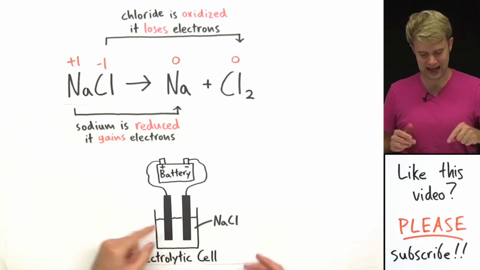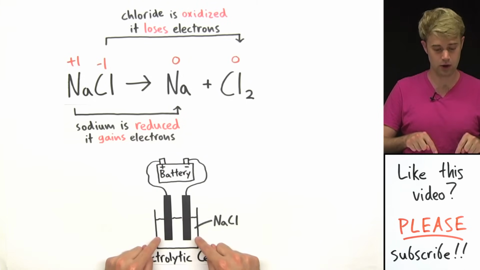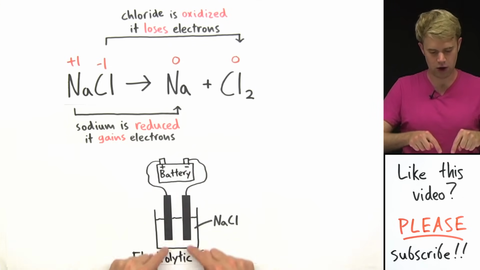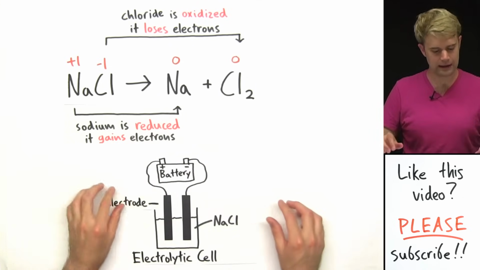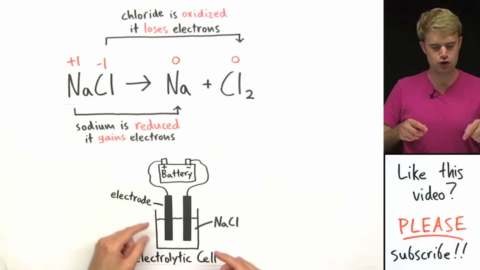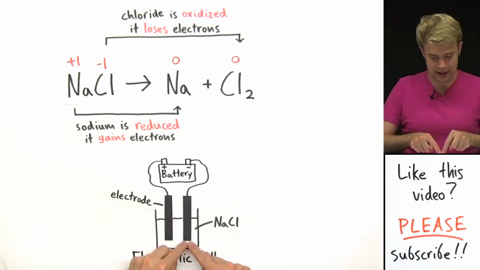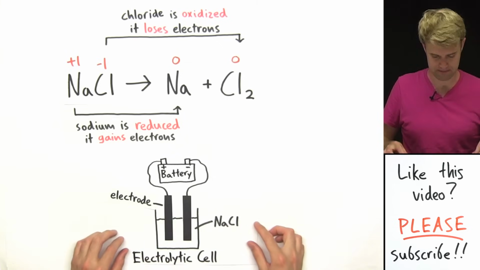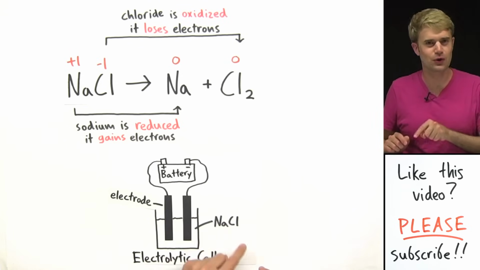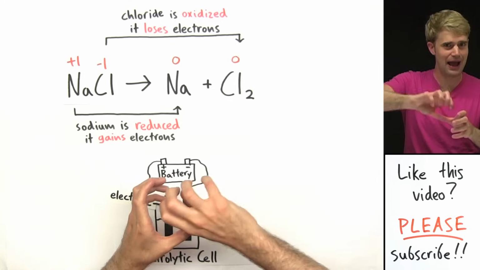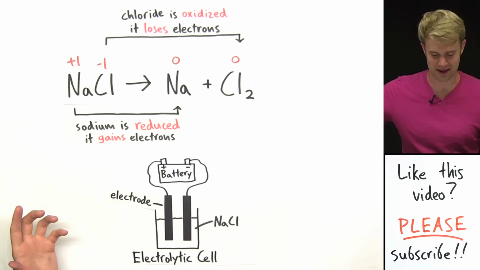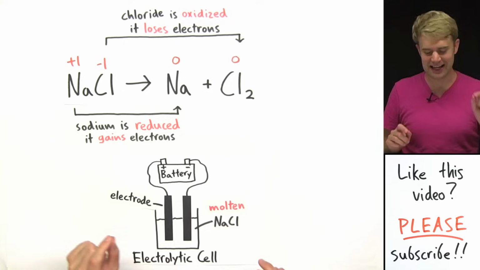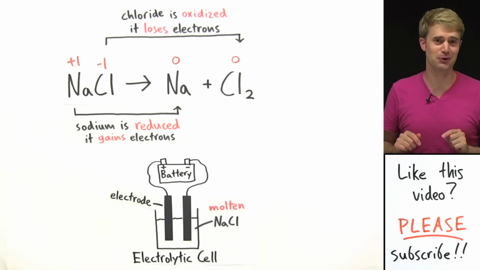First, we got this container that's full of the sodium chloride. Then we got a battery, and the two sides of the battery are hooked up to what we call electrodes. The electrodes put electrons into the sodium chloride and they pull the electrons out. And then finally, the sodium chloride here, it's not just like the powdered table salt that you're used to from the kitchen. This has got to be molten, liquid, melted sodium chloride.